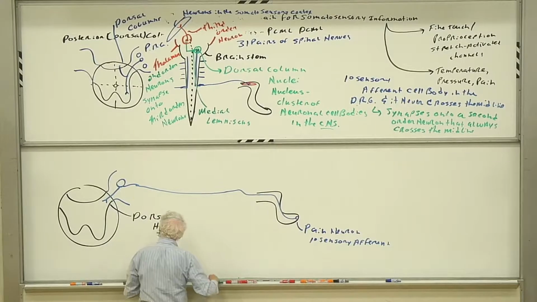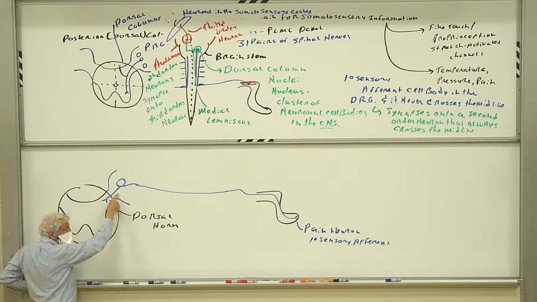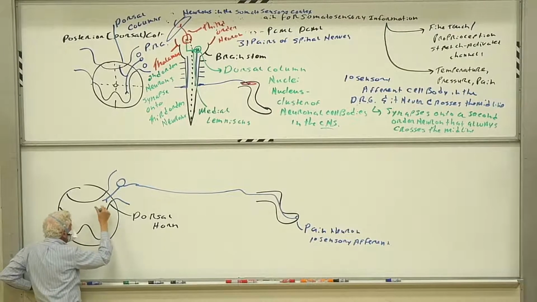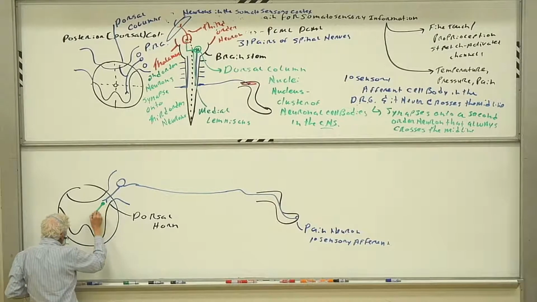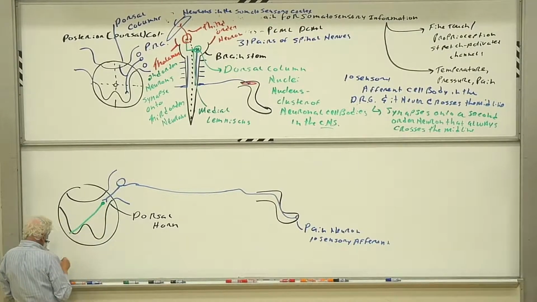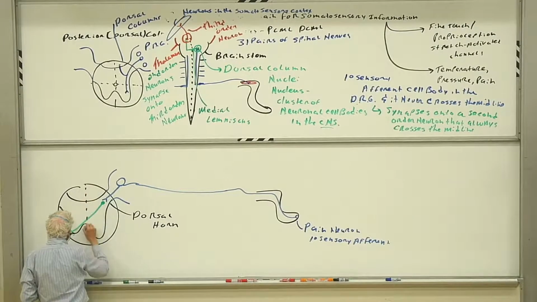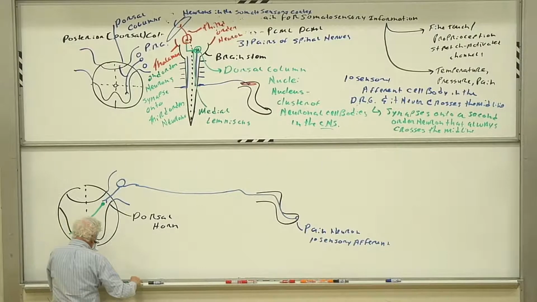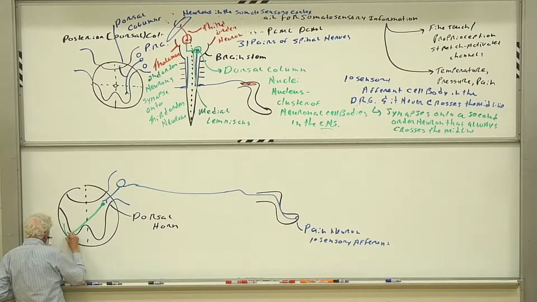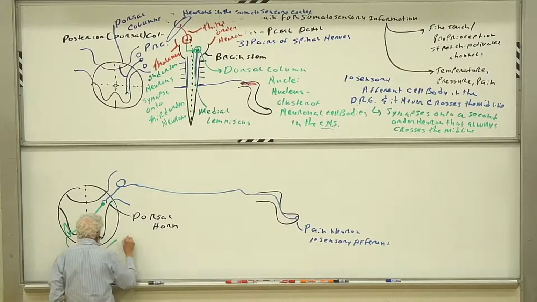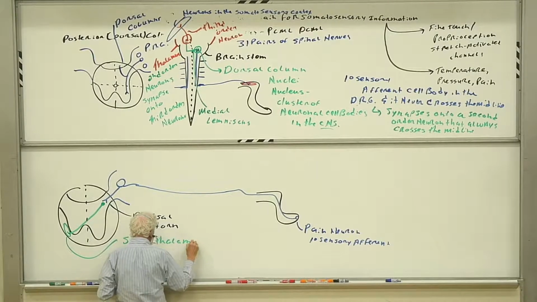Well, it's always 1, 2, 3, so this primary sensory afferent, I'm telling you it's a synapse here, it synapses onto the second order neuron. The second order neuron crosses the midline, goes to the other side of the cord. So here we are with the midline. This second order neuron now enters a region of the spinal cord over here known as the spinothalamic tract.